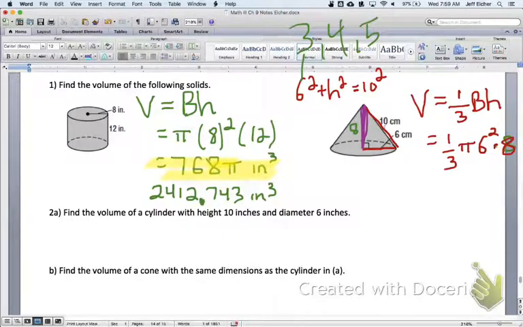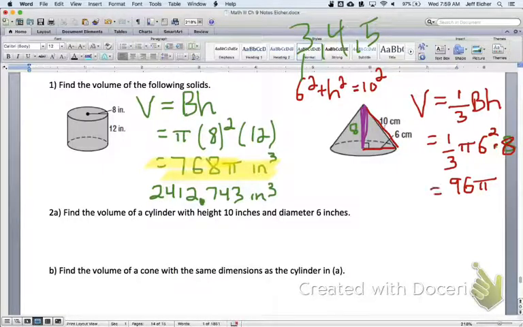So we have 36, 6 squared is 36, a third of that is 12, and 12 times 8, I believe, is 96 pi. And I will double check just in case. Times 8, 96. 96 times pi.